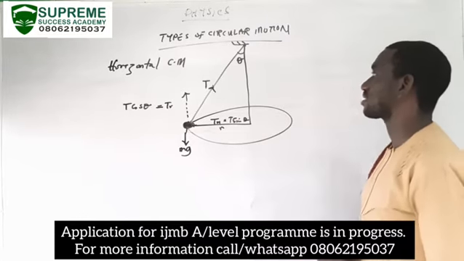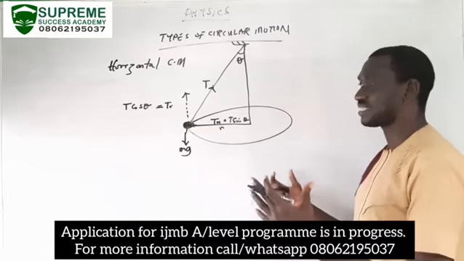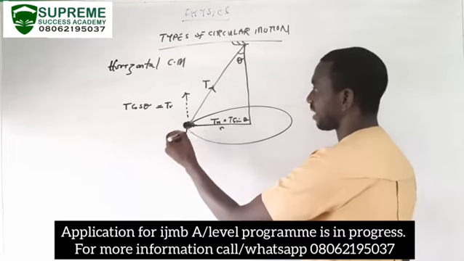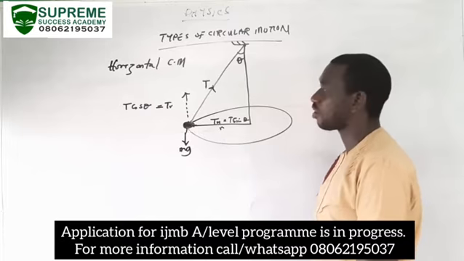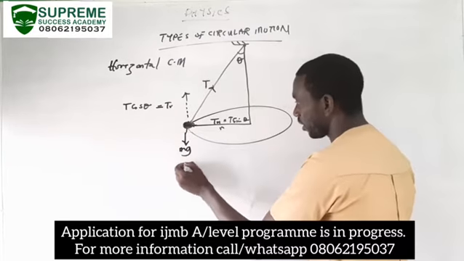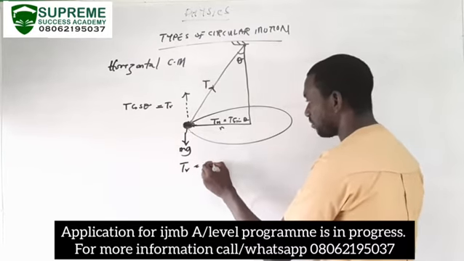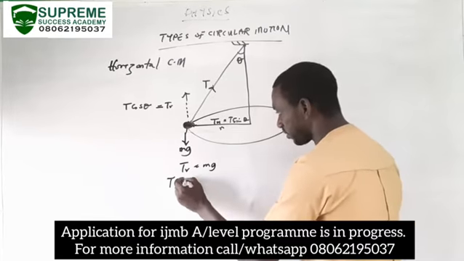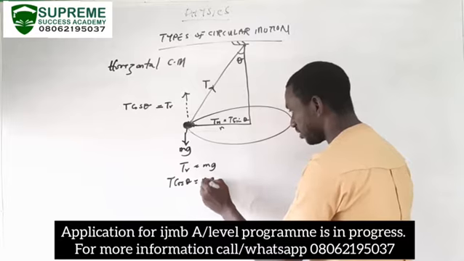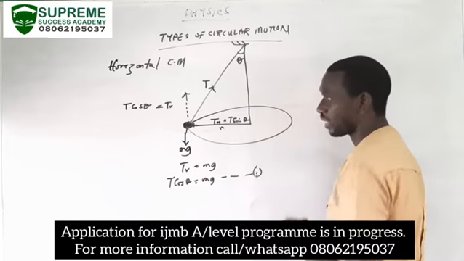Now that you have succeeded in resolving this, you can now say, for every upward action, there is equal and opposite reaction. Therefore, your TV equals mg. And the value of your TV is given by T cos theta equals mg. Call this equation 1.